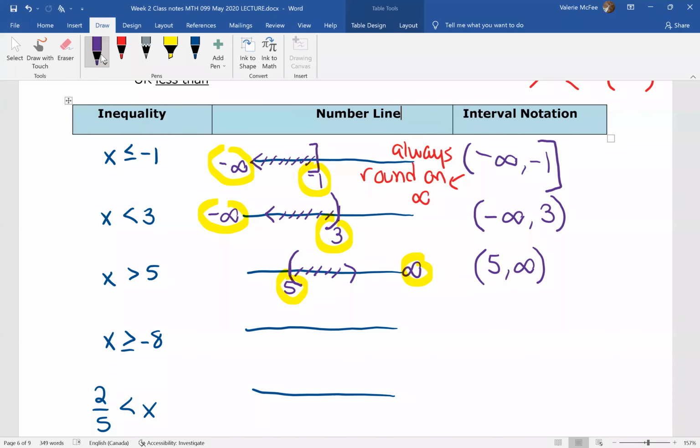Pause your video, try the next one. Greater than or equal to negative 8. We need to use a closed bracket or square. For interval notation, the endpoints in order. Infinity is always round. Negative 8, square or closed this time.